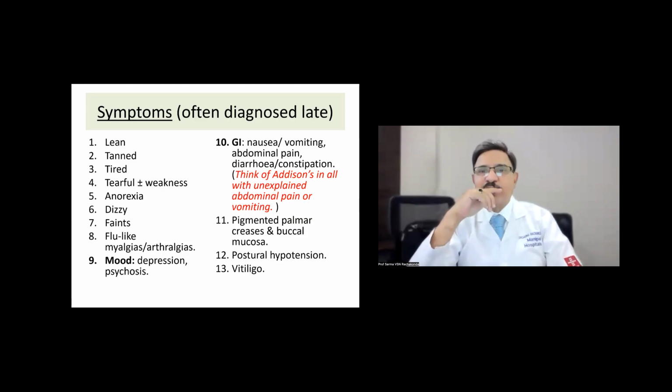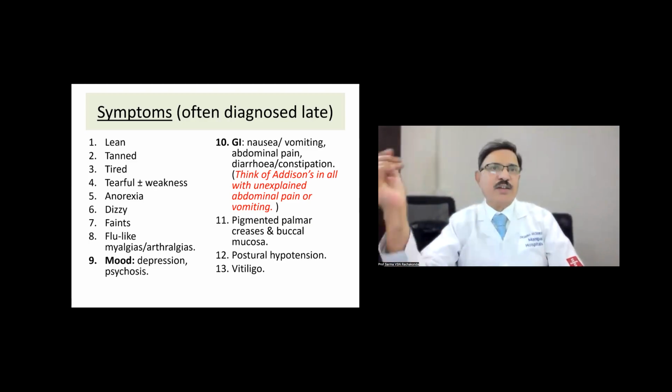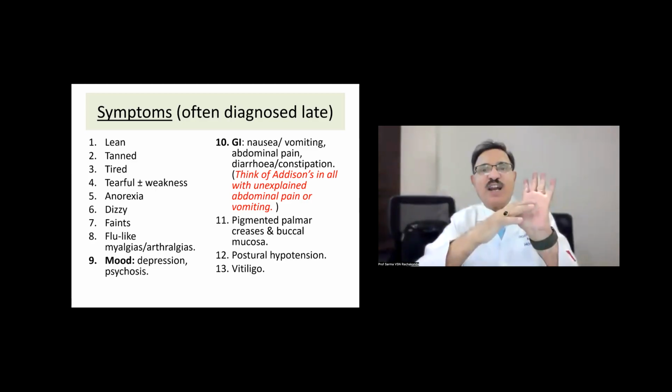I always remember this because we had a patient. We had done all the investigations available in those days to exclude abdominal pain causes. Finally, we looked at the cortisol levels. It was adrenal insufficiency, supplemented, and the abdominal pain vanished. Okay. Pigmented palmar creases and buccal mucosa.